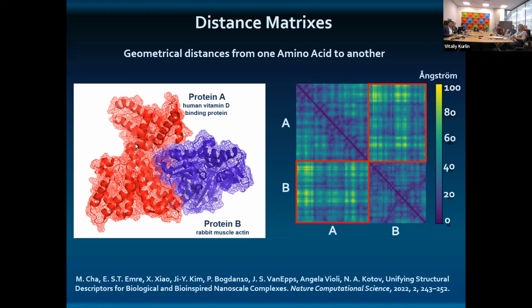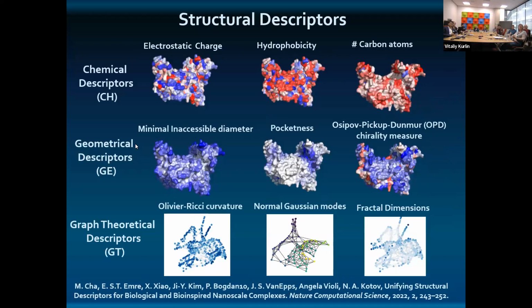Let's step by step unravel these ideas and see how it works. We start with the distance matrices, and then we'll look at each amino acid and assign descriptors to that. There are chemical descriptors: static charge, hydrophobicity, number of carbon atoms. But what we have done, we introduced two more descriptors. We utilized some of the old descriptors, introduced some of the new ones, and started heavily investigating how graphs can be used for representing the particle-protein complexes. So how can the particle be represented as a graph?